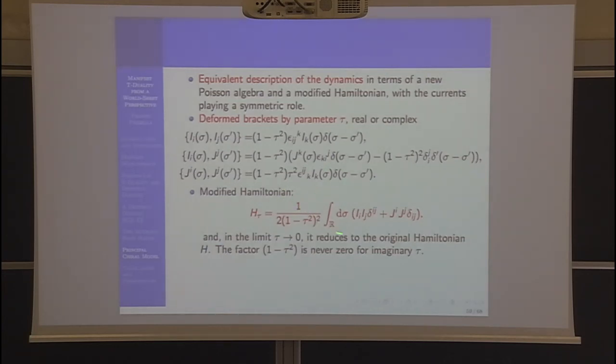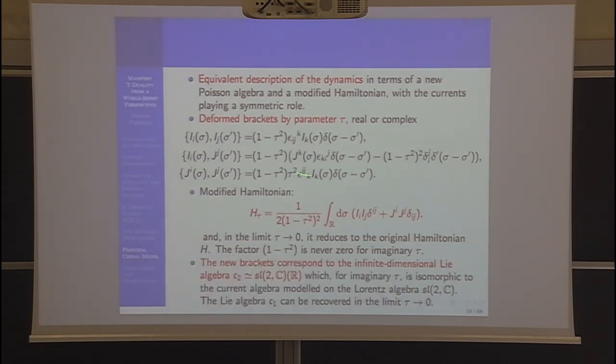But it's possible to see that modifying the Poisson brackets in this way, we have a modified Hamiltonian that reduces to the original Hamiltonian in this limit. And these new brackets that we have defined correspond to the infinite dimensional Lie algebra SL(2,C)_R, which for imaginary value of tau is isomorphic to the current algebra modeled on the Lorentz algebra SL(2,C). So starting from SU(2), we have written a Poisson algebra on SL(2,C).